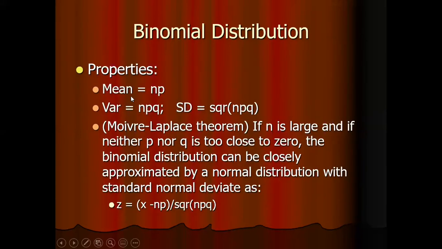What are the properties of binomial distribution? The mean is given by n multiplied by p. The variance is given by n multiplied by p multiplied by q, and standard deviation is square root of npq. This is a useful theorem for inferential statistics. If n is large and if neither p nor q is too close to 0, then binomial distribution can be closely approximated by normal distribution with standard normal deviate as z is equal to x minus np divided by square root of npq. This we will use in the inferential statistics.